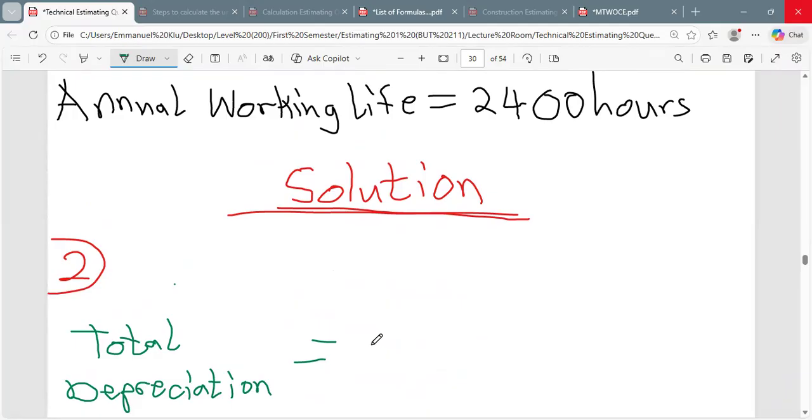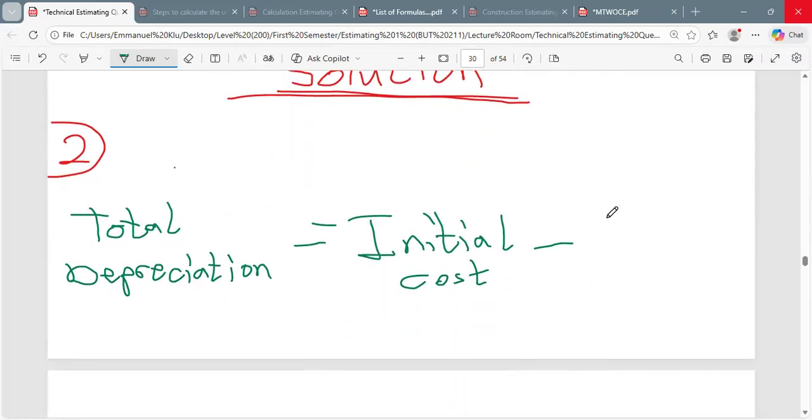Our initial cost, okay, let's put down the formula. Initial cost minus resale value.